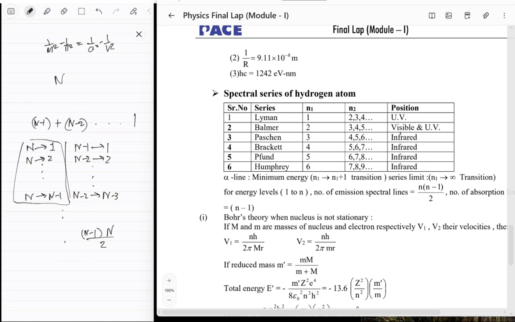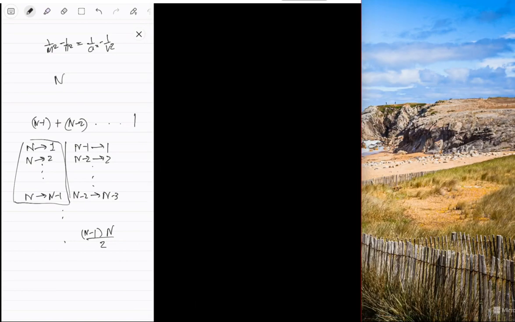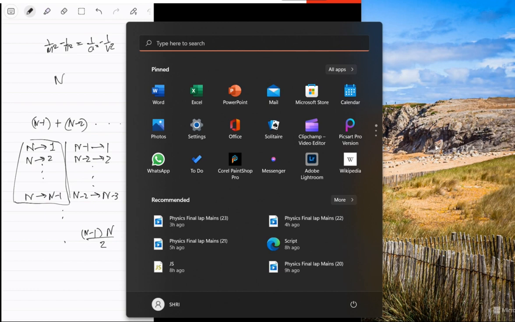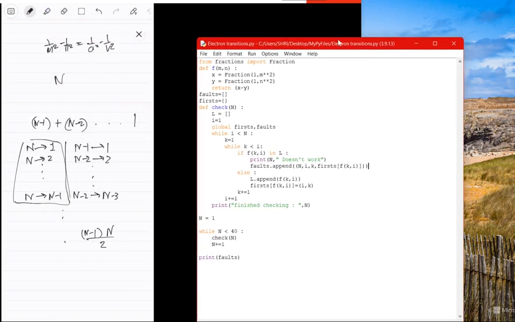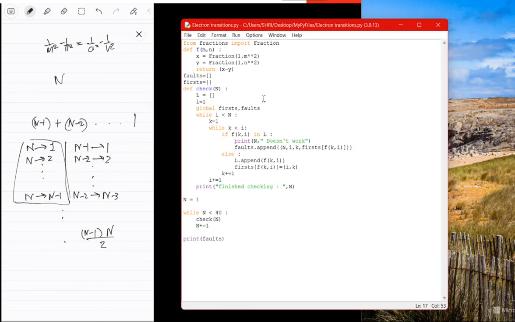So let's minimize this. Okay, wait a second. All right, and then there we go. That's Python. So you can see the program over here.